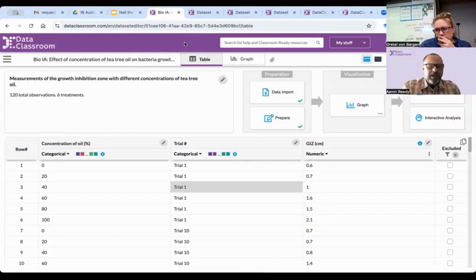And I'm going to show you how to do these analyses two different ways. I'm going to show you what we do if we treat treatment or concentration of oil as a categorical variable. And then I'm also going to show you what we do if we treat it as a numeric variable, because it really can be both in this case. Then the other two variables are trial number. We're not really going to use that variable much. And then we have this GIZ in centimeters. That's growth inhibition zone measured in centimeters.